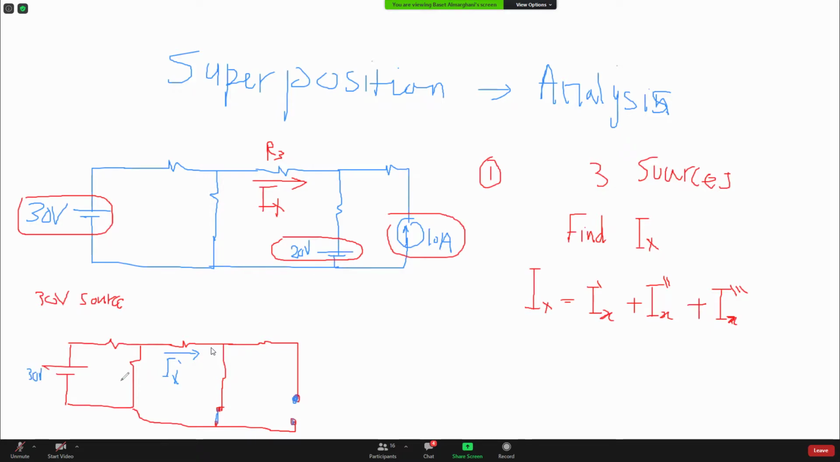This is the technique. When the question says use the superposition to find something, first, how many sources? You're going to take one source at a time. This is the first source, then you repeat for the second source and the third source. So you're going to have three different circuits. In every circuit, find the current or the voltage you want, then add them up at the end. This is the superposition. Once again, multiple sources: you take one at a time, then you add the total.